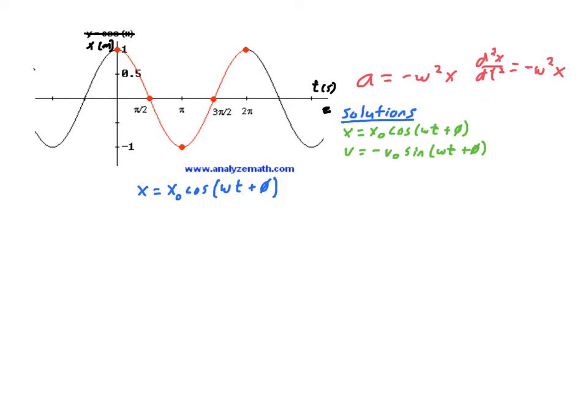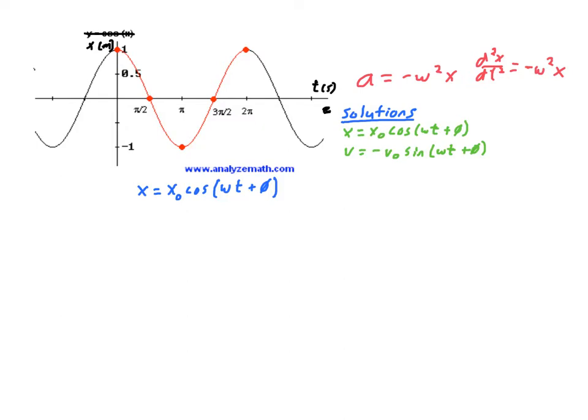It's x equals x naught, or your amplitude, or the maximum displacement would be another way to say that, cosine of omega t plus phi. So it's a cosine. You could also do this with sines, but we're going to purposefully use cosines. The reason is that so often, whenever you're trying to start something in simple harmonic motion, you pull it back to its maximum displacement or its amplitude.